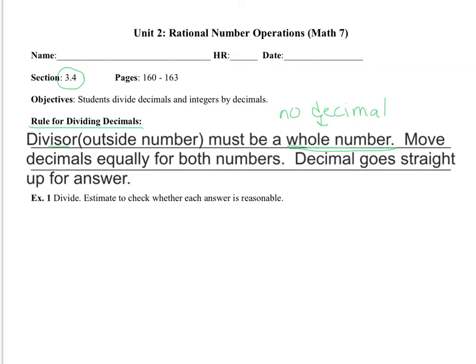The decimal goes straight up. I always say it floats to the surface. So that is our rule for dividing decimals. So go ahead and write that down.